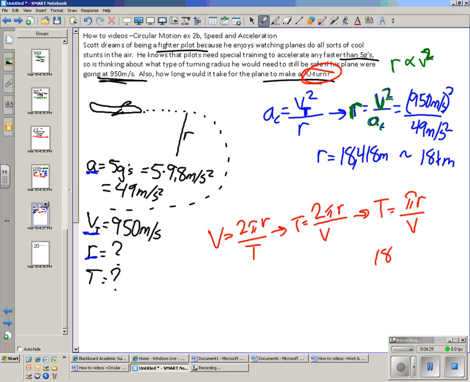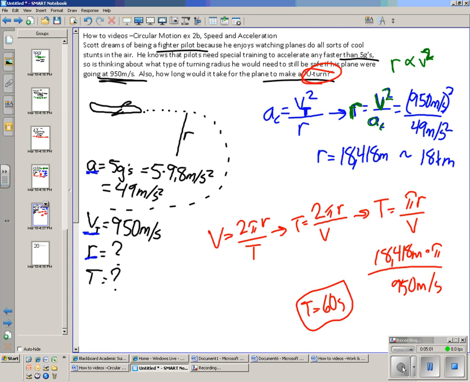We have 18,418 meters times pi divided by 950 meters per second. Tap that into our calculator, and we get about, period being for half of a turn, about 60 seconds. Now, that seems like a long time, but we are talking about a pretty large object going really, really fast. Obviously, we can make a U-turn much faster than that when we're walking or when we're driving, but this is going almost 1,000 meters per second, which is just huge. So it's going to take a long time to be able to do it safely.